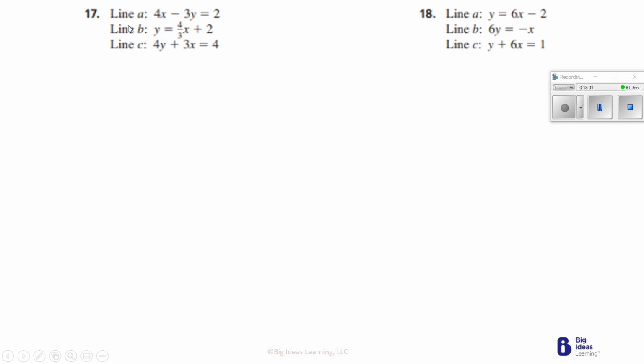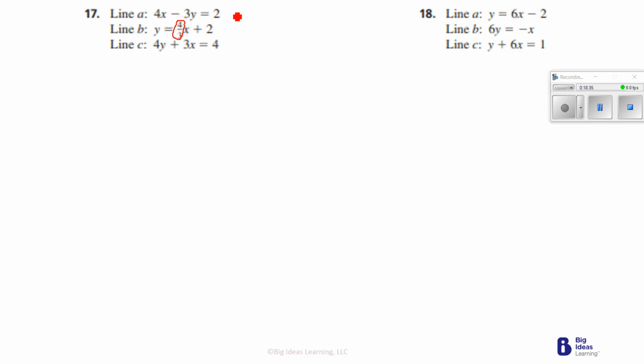Number 17, we're going to have these. Line A is 4x minus 3y is equal to 2. Line B is y equals 4 over 3x plus 2. And line C is 4y plus 3x is equal to 4. Again, we're going to need to find all these in slope-intercept form. And this one's already in that form. I know what the slope is, 4 over 3, right? Don't need to mess with that one.